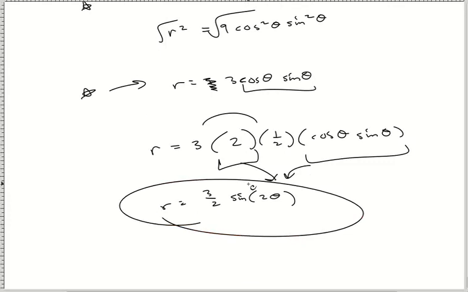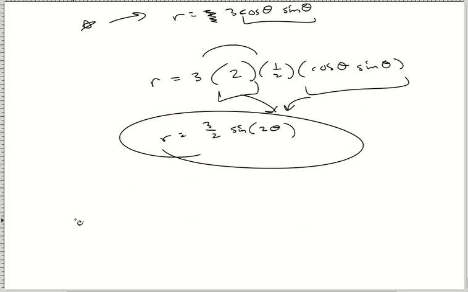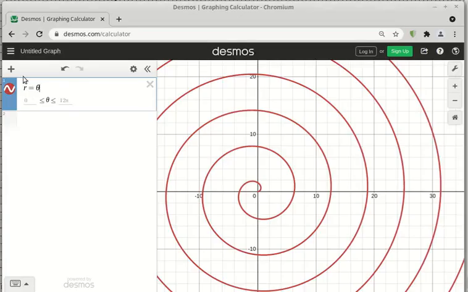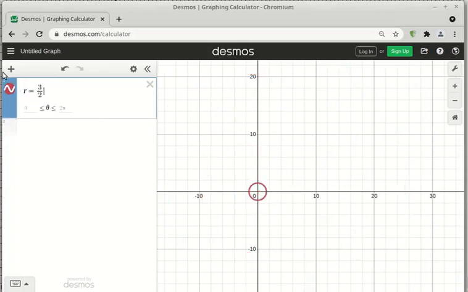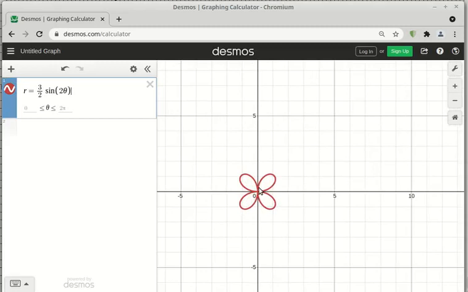Okay, so now you can say, oh, well, this number's bigger than that one, and so on. You can go and graph it, basically, according to what the book wants. But just between you and me, you can just say r equals 3 halves sine of 2 theta. I like to use the parentheses just in case. And so there you go. 4 petals. That was cool.